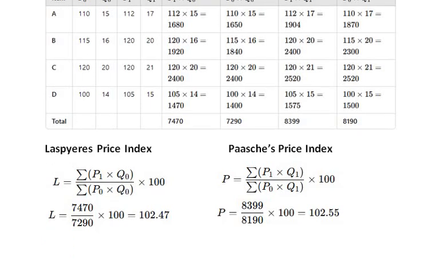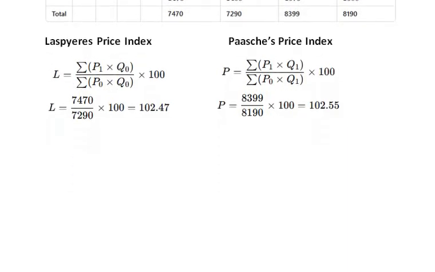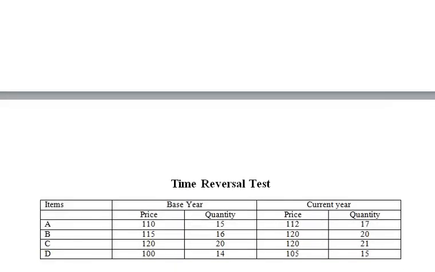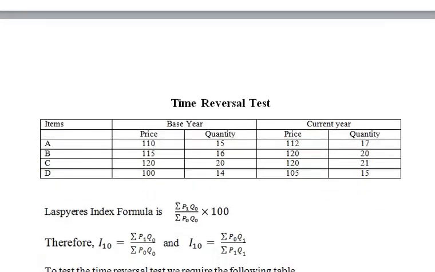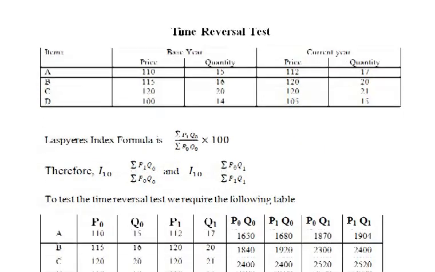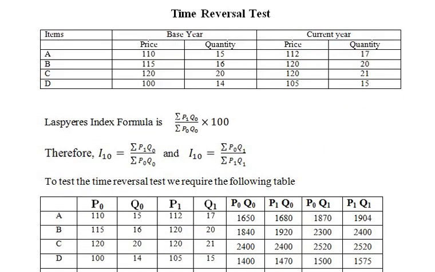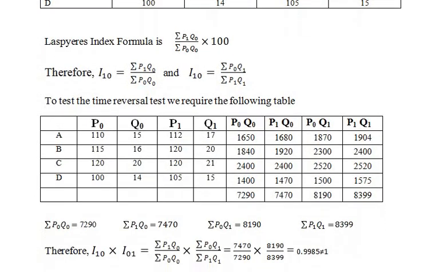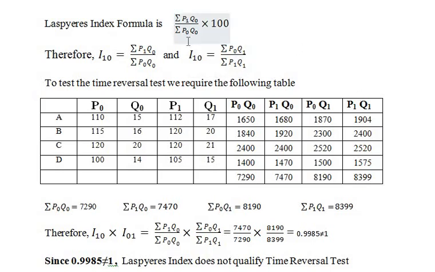So now let us move forward and we'll try to see how to calculate the time reversal test and also the factor reversal test. First we'll see the time reversal test. We are using the same data table. In case of time reversal test, here we are taking the example of the Laspeyres index. So the Laspeyres index formula is like this, and therefore we have the I10 excluding the 100 here, and when we write I01, here it will be 01.